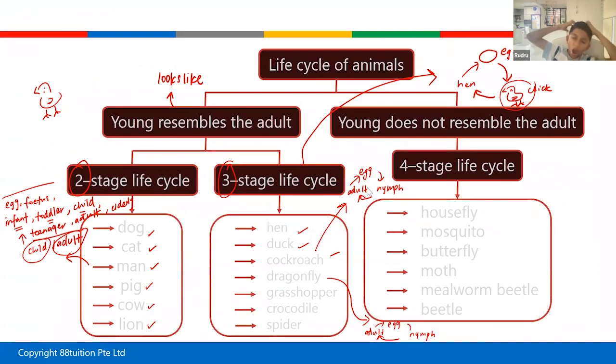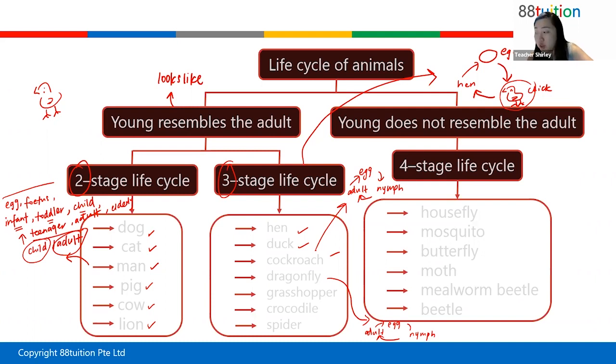Okay, and butterfly. Have you read the book The Very Hungry Caterpillar before? When you were in kindergarten, you probably read the book before, right? Eventually, the very hungry caterpillar became a butterfly. So actually, the butterfly has a 4-stage life cycle: egg, larva, pupa, and adult. The butterfly pupa is a cocoon. Then eventually it becomes a butterfly. So if you notice, the caterpillar definitely does not look like a butterfly. That's why it does not resemble the adult.